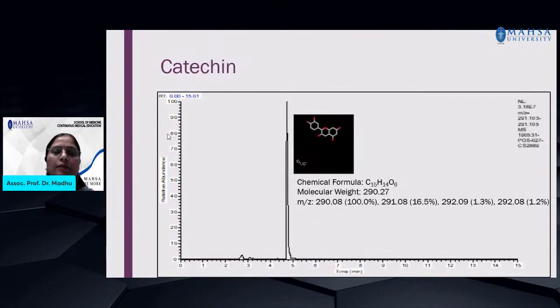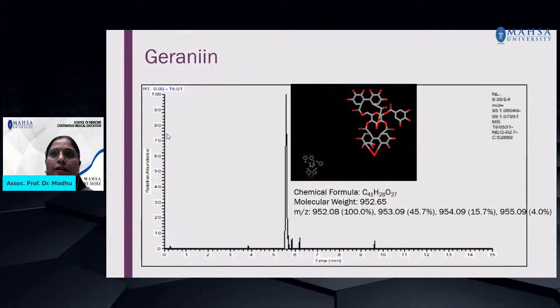Then catechin, which is eluted at 4.9 minutes, and whose molecular weight is 290.08. And then geranin, which was eluted at 4.9 minutes, and whose molecular weight is 952.65. This is a very heavy, big molecule with a chemical formula of C41H28O27.